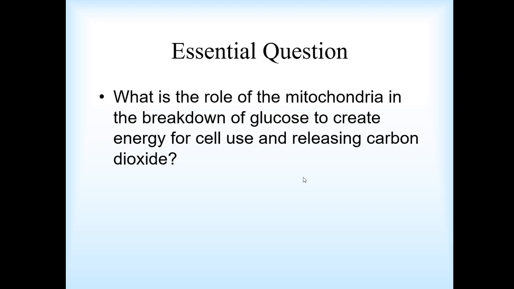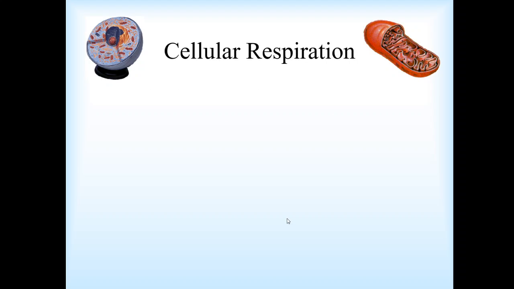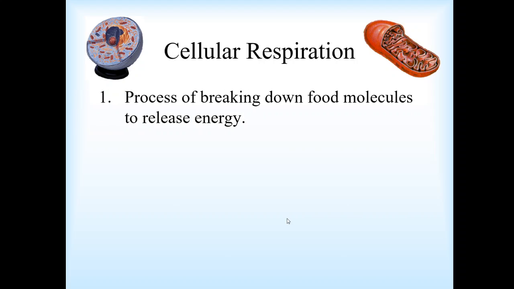Our central question for our notes is: what is the role of the mitochondria in the breakdown of glucose to create energy for cell use and releasing carbon dioxide? That's what we're going to learn, what happens in cellular respiration. It is the process of breaking down food molecules to release energy. We basically break down the food molecules to release glucose.